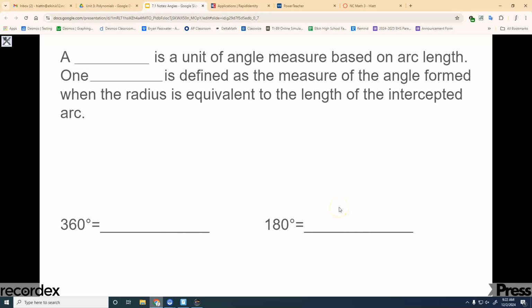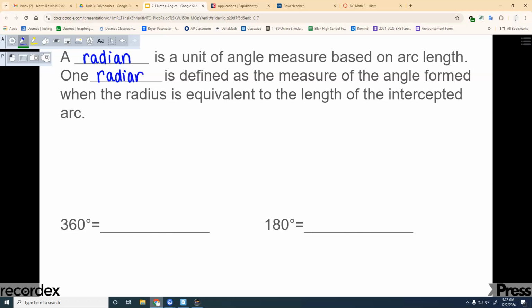Let's learn about what we need to know for radian measures. So a radian is a unit of angle measure based on arc length. 1 radian is defined as the measure of the angle formed when the radius is equivalent to the length of the intercepted arc.